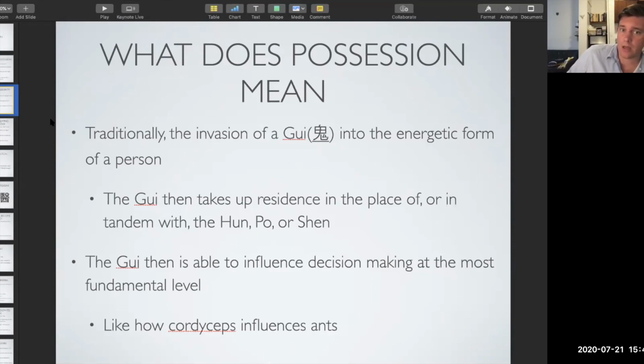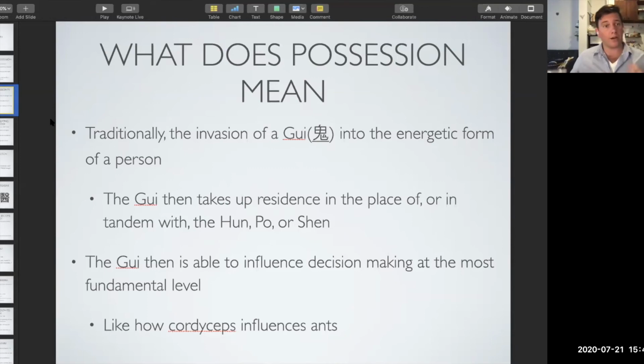So when we talk about possession in Chinese medicine, we're talking about the invasion of a gui, a type of spirit, into the energetic form that we carry. And then the gui comes in and takes up residence in place of one of the souls that we're born with, or along with them. So we talk about especially the Shen being a whole group of spirits that sit in the heart void and the chest and the Shinju. And with shock, some of those can scatter and a gui can come in and take up residence.